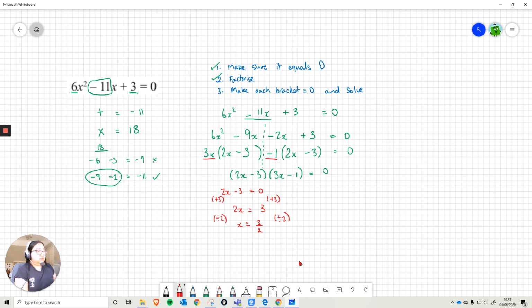I'm going to do the same thing with the second bracket. 3x minus 1 equals 0. I'm going to add 1 to both sides. So 3x equals 1. 3 is timesing with x, so I'm going to divide by 3 on both sides. So x now equals 1 divided by 3, so 1 over 3. So my two solutions to the equation are x equals 3 over 2 and x equals a third. Okay.